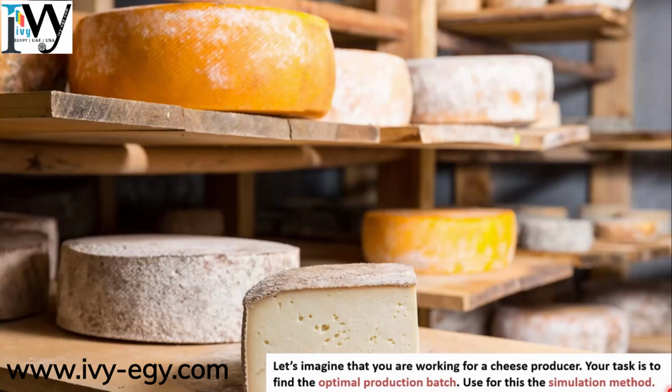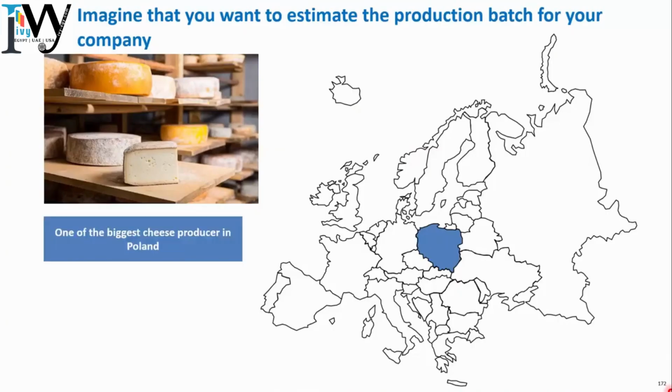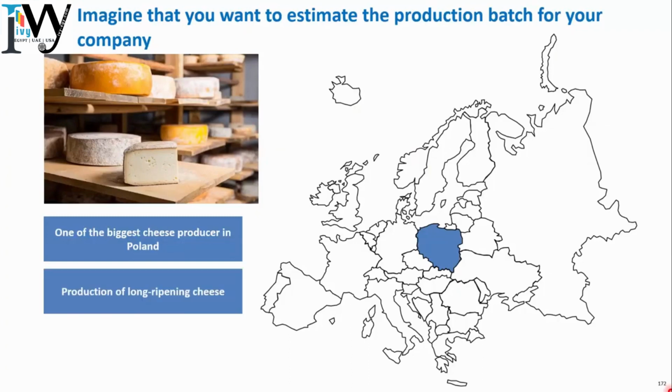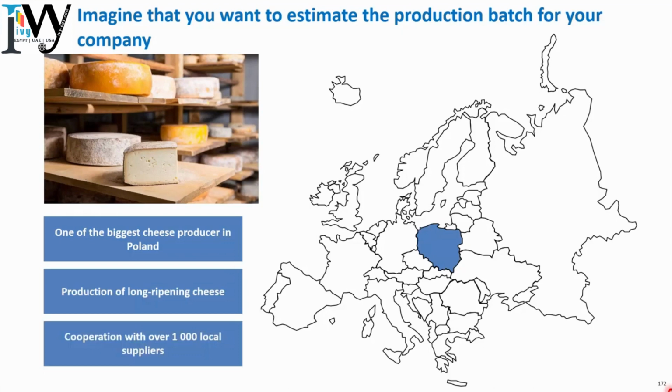Before we move on to Excel, where we will look at the data, let's have a look at the general information about the firm. The firm is located in Poland and they're one of the biggest cheese producers in Poland. They produce a long ripening cheese and they cooperate with overall 1,000 local suppliers of milk. We will do the calculations only for one type of cheese, which has roughly 50 million of revenues, given the data that they have provided us.